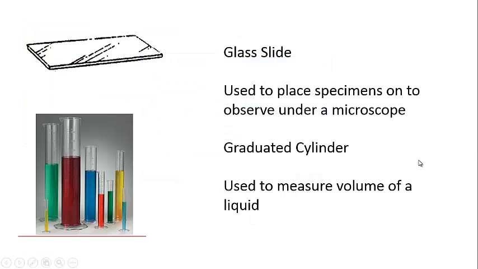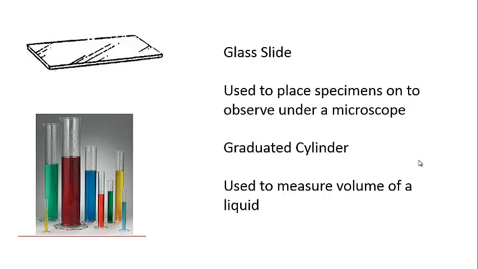When you're using a compound microscope, you will probably use a glass slide, and this is used to place specimens on to observe under a microscope. And remember that we want a very, very thin slice of our specimen or whatever else we're looking at in order to place it underneath the cover slip in order for light to pass through it.